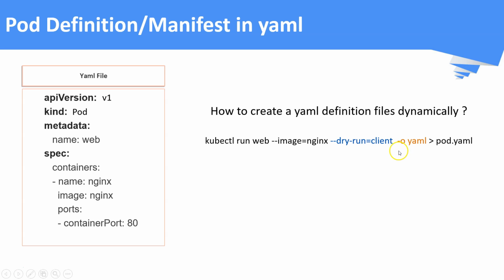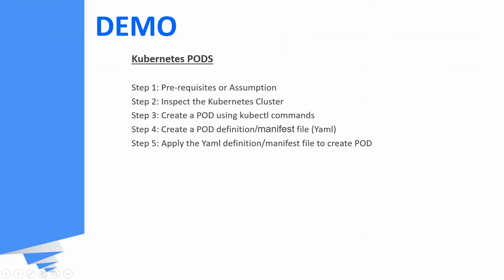The -o yaml flag tells the CLI to generate the equivalent manifest file of the passed-in kubectl command. We are then redirecting it to a file. Now, this pod.yaml file contains the necessary YAML definitions to create a pod. Now, we will see a demo on how to create pods with the help of kubectl commands as well as with the help of YAML definition files or manifest files.